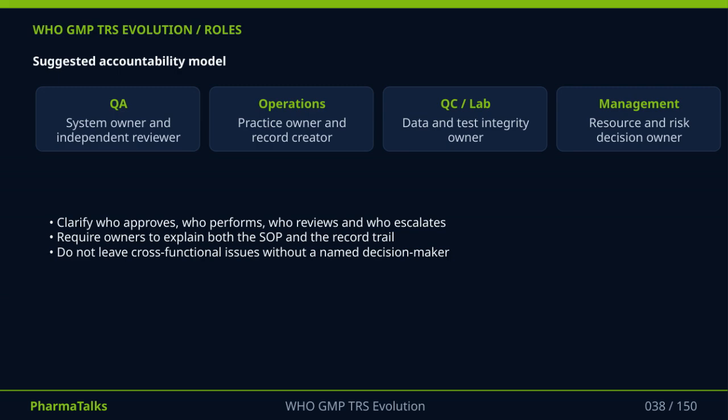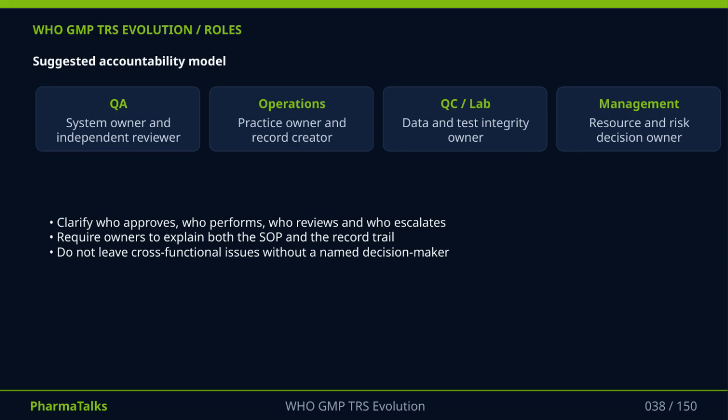The main idea here is to clearly define the roles and responsibilities across different functional areas to ensure effective quality management. First, quality assurance, or QA, acts as the system owner and independent reviewer. Their role is crucial to maintaining oversight of processes and ensuring compliance with established standards. Operations, on the other hand, are the practice owners and record creators. They are responsible for carrying out the procedures and generating the necessary documentation to support compliance.